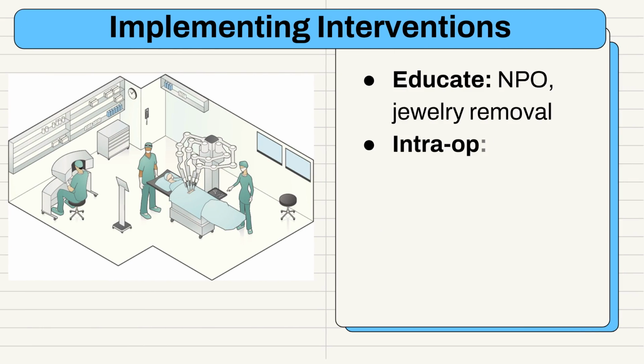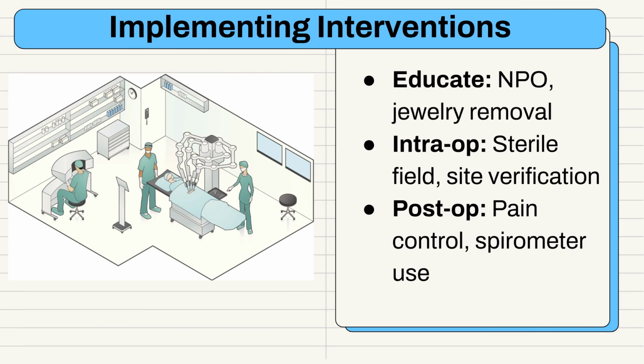Time for implementation. In the preoperative phase, educate the patient about NPO rules, jewelry removal, and what to expect in the PACU. During surgery, the OR nurse ensures a sterile environment, verifies the surgical site, and monitors for excessive blood loss. Post-op, in the PACU, you're checking vital signs, O2 saturation, and dressings for bleeding. For example, use heated blankets for warmth. Administer IV analgesics for pain, but always check intraoperative meds with the anesthesiologist first. Encourage deep breathing with an incentive spirometer to prevent atelectasis. Every action ties back to safety and recovery.